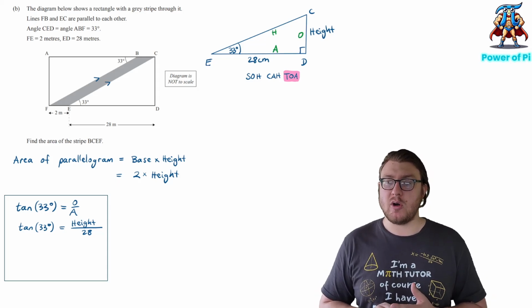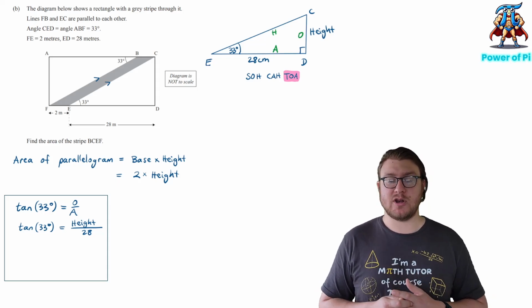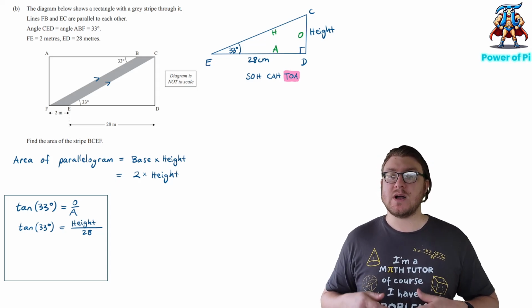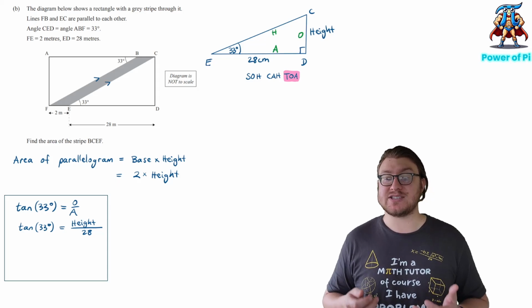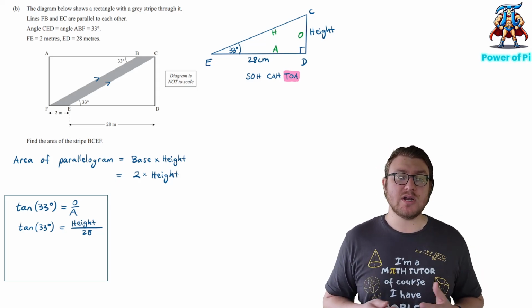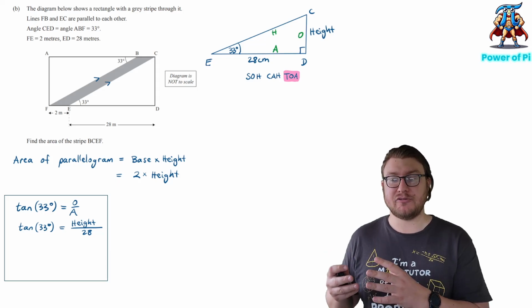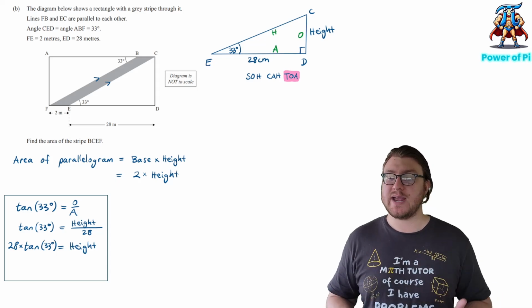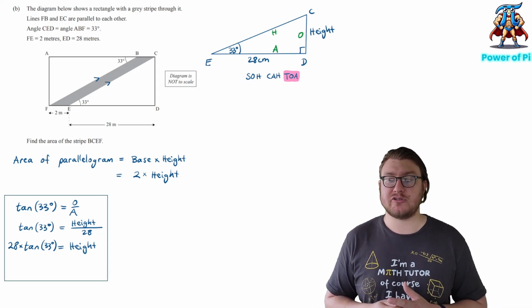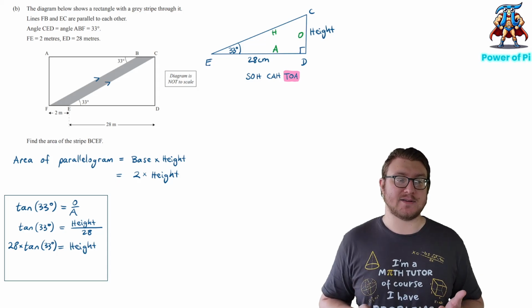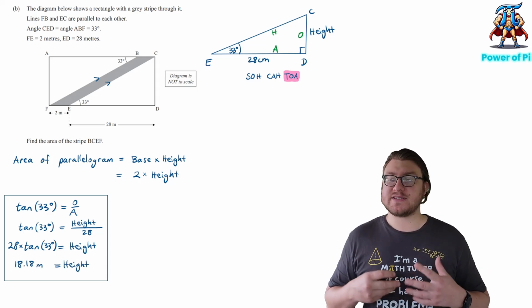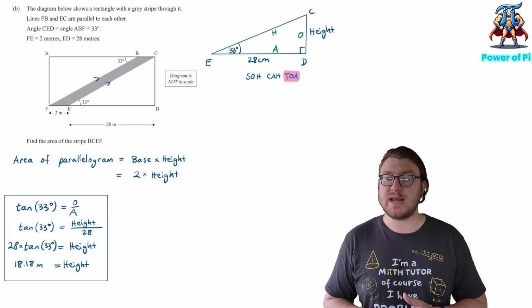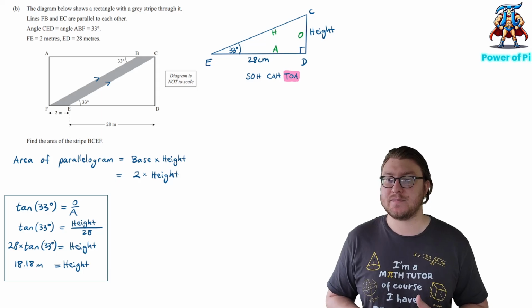However, we don't know O. Well, that's the height that we're looking for. How do we solve this equation? Well, tan 33 is just a number. So in order to get height by itself, we have to multiply both sides by 28. So we get 28 tan 33 degrees is equal to the height. If you put this in the calculator and make sure you're in degrees, you will get 18.18 meters.